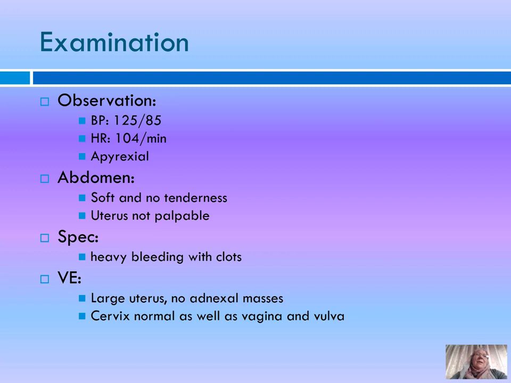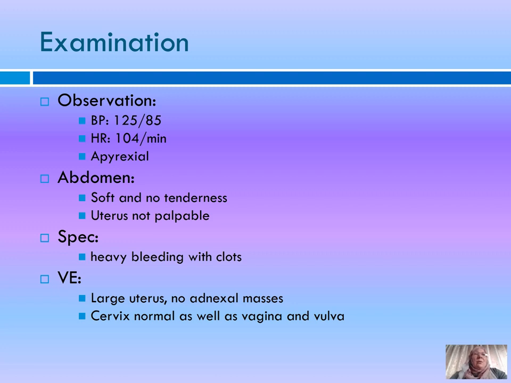So you do the observations and you find her blood pressure is 125/85, heart rate is 104, and she's apyrexial. What do you notice in these observations? Right, you notice a tachycardia. So therefore, the bleeding already takes a toll on her cardiovascular system. You note that her blood pressure is actually normal, but remember that usually she suffers from hypertension, so maybe this is low for her.